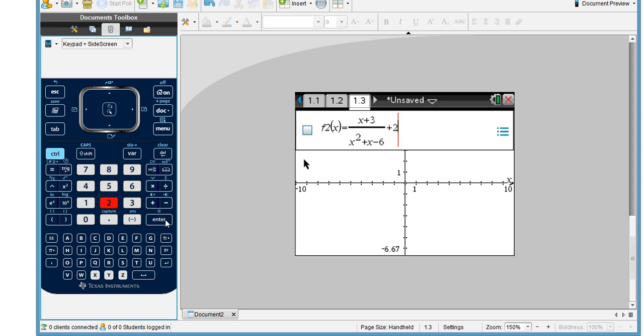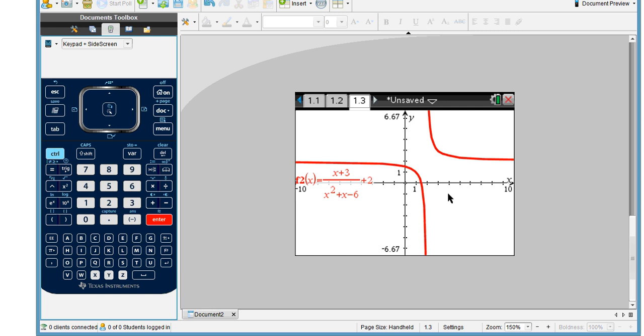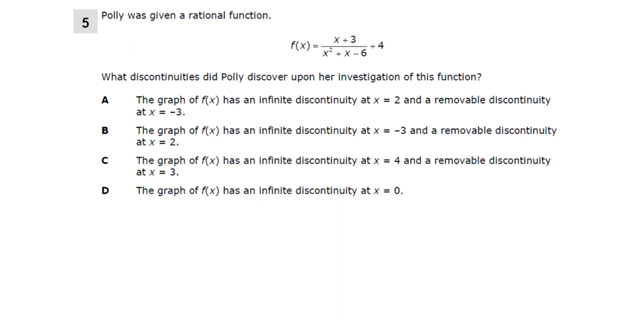So, kind of double check. Yeah, that's what it looks like. Okay, so we're going to look like this. And so it looks like we have an infinite discontinuity where x equals 2, right? Or a vertical asymptote. And so we have a vertical asymptote where x equals 2. Well, that looks like answer choice A. Well, I'm thinking A looks like the only possible right answer.